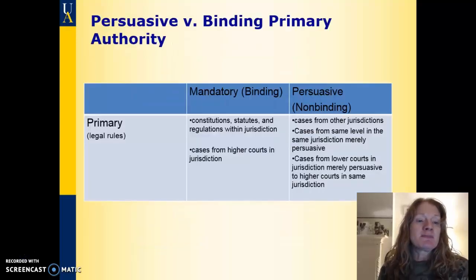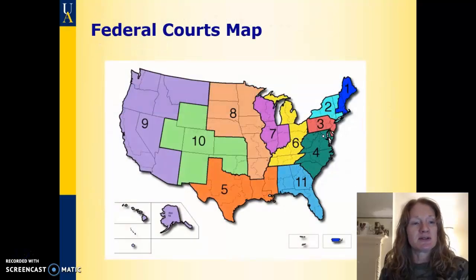Okay, so what's mandatory or binding and what is persuasive or non-binding? Constitutions, statutes, and regulations within a jurisdiction are binding. Cases from higher courts in that same jurisdiction are also binding. Cases from other jurisdictions are merely persuasive. Cases from the same level in the same jurisdiction are merely persuasive, and cases from lower courts are merely persuasive.